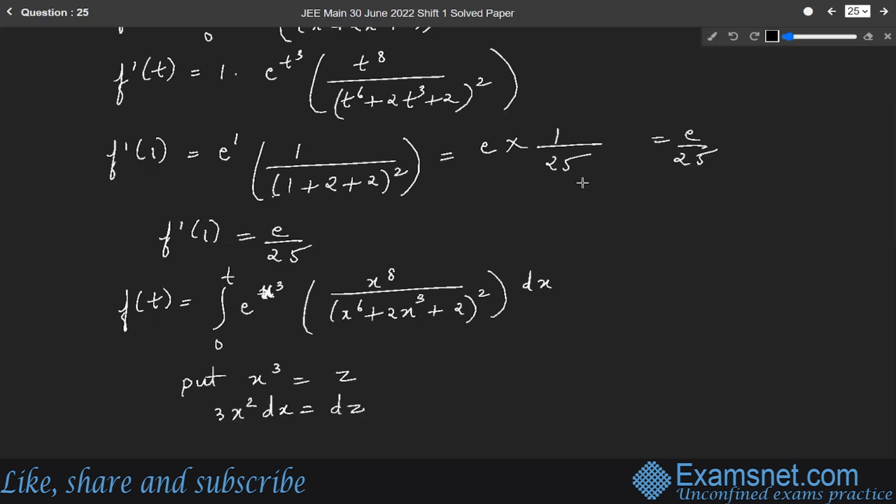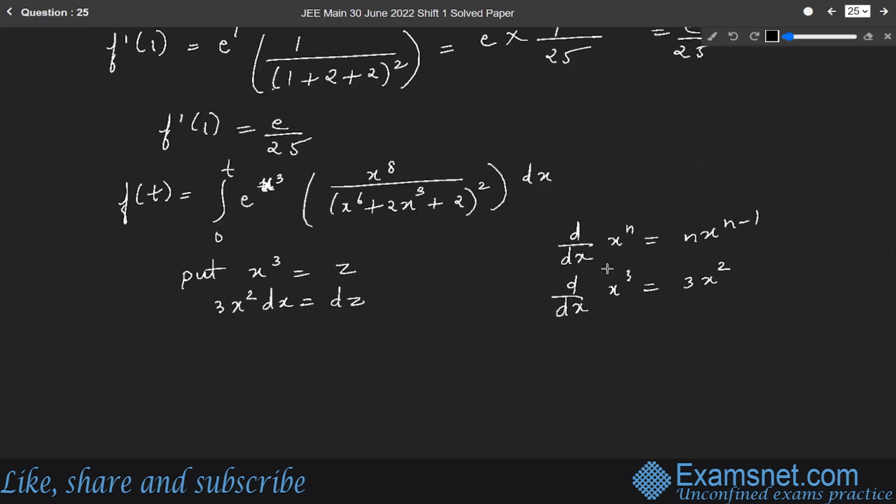Here we have used the formula for d by dx of x to the power n. It is n into x power n minus 1. Here we have x cube. So, d by dx of x cube will be 3 into x power 3 minus 1. 3 minus 1 is 2. Again, if we differentiate x, then it will be dx. And d by dx of z is dz, right?